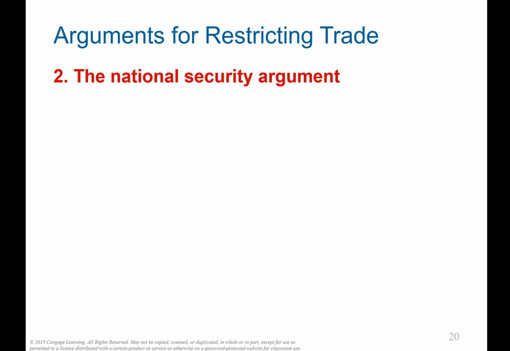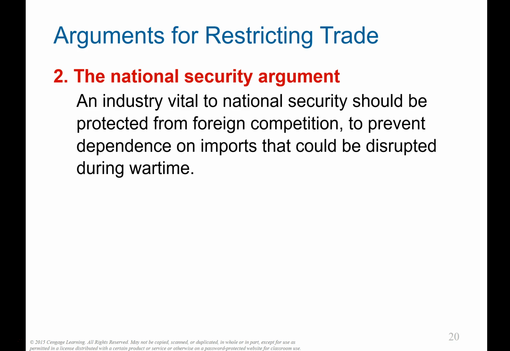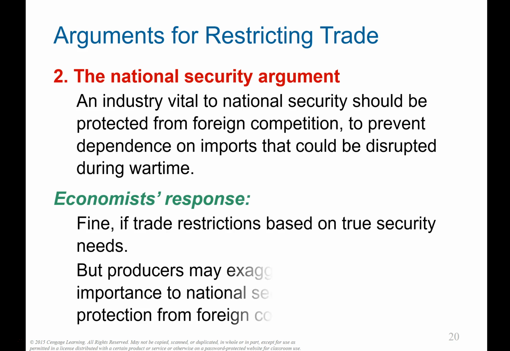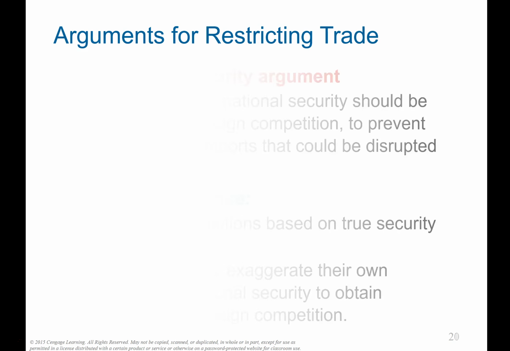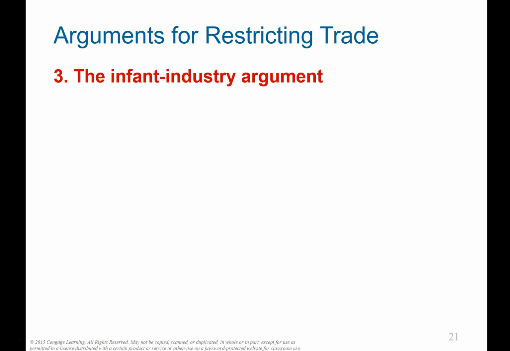The second argument is the national security argument. Some firms will claim that their industry is vital to national security, and because of that, they should be protected from foreign competition. The economist's response would be, well, if trade restrictions are truly based on national security, however, some producers might exaggerate their own importance in terms of national security.